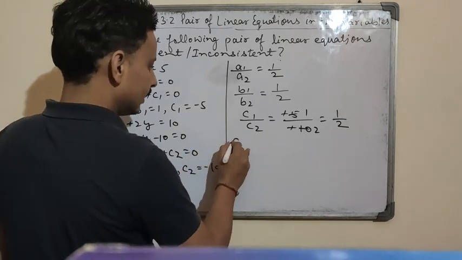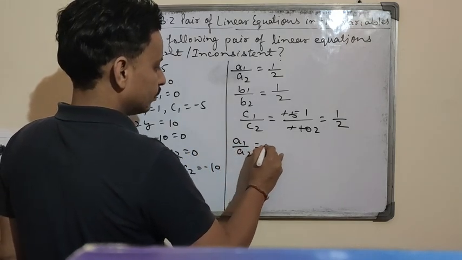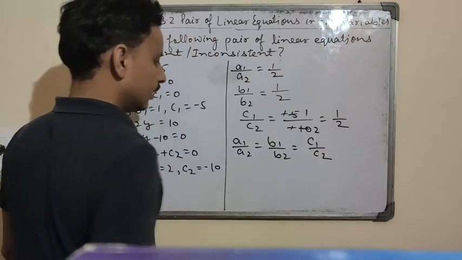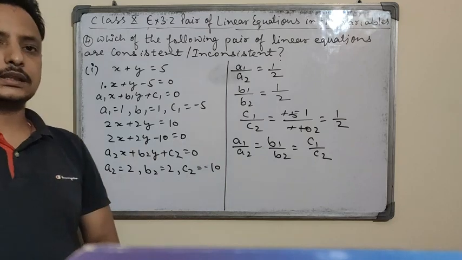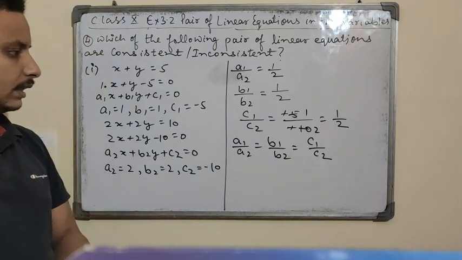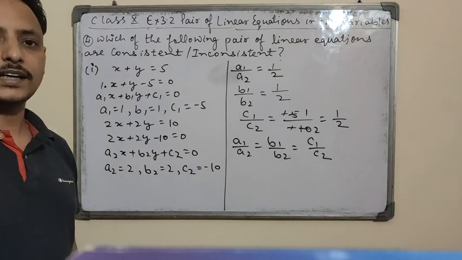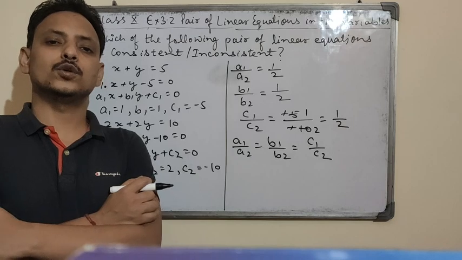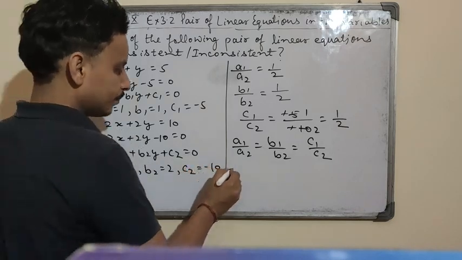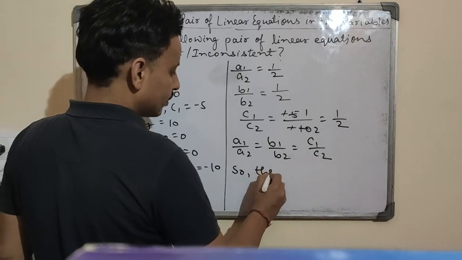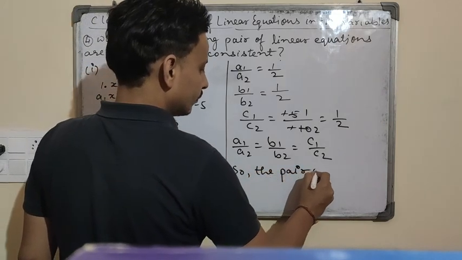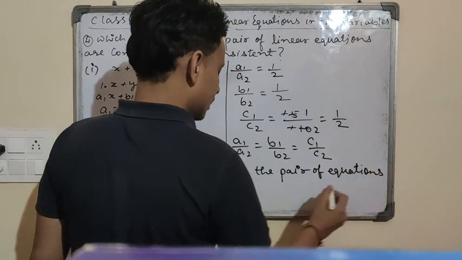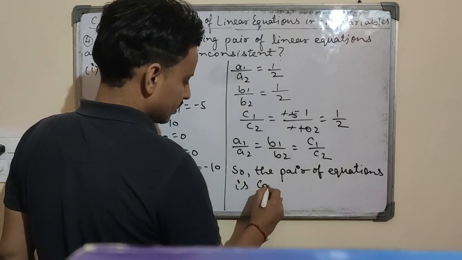Now what do we see? a1 upon a2 equal to b1 upon b2 equal to c1 upon c2. It means the lines coincide with each other and they have infinitely many solutions. And if they have infinitely many solutions, then they are consistent. So the pair of equations is consistent.